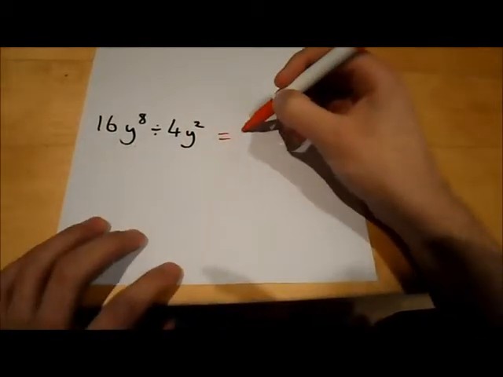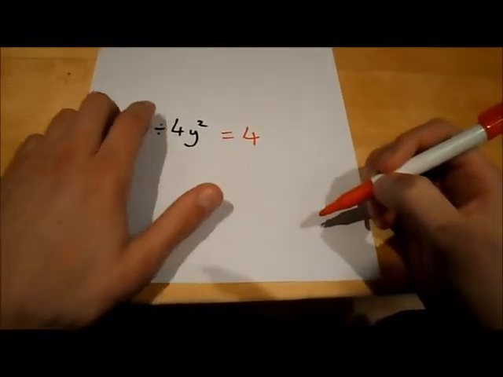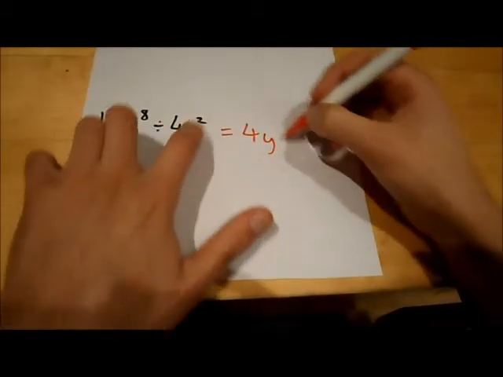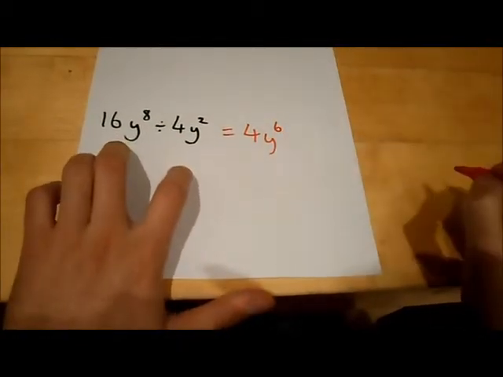Again, here, 16 divided by 4 is 4. y to the power of 8 divided by y squared is y to the power of 8 take away 2, which is 6.